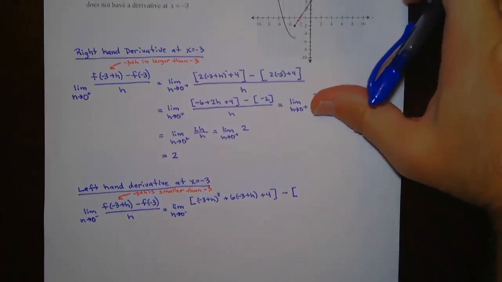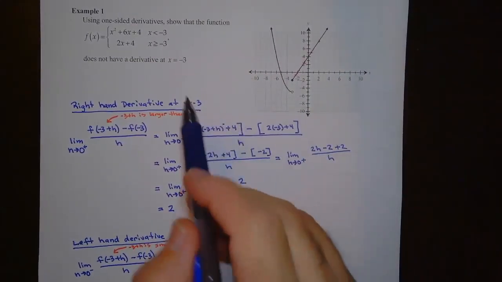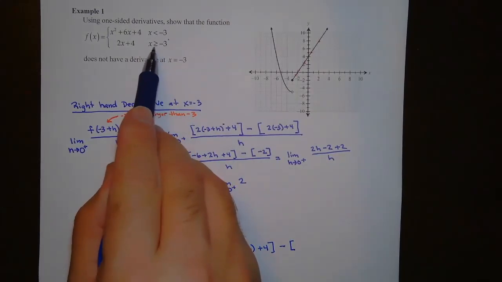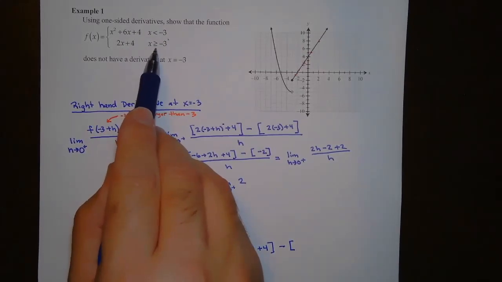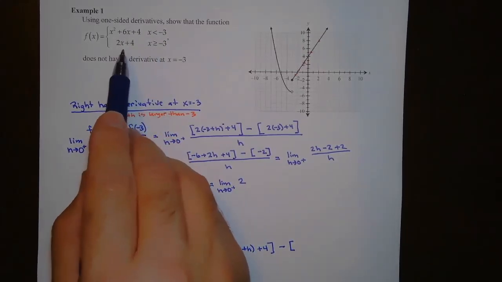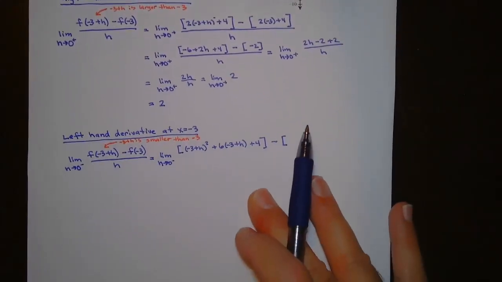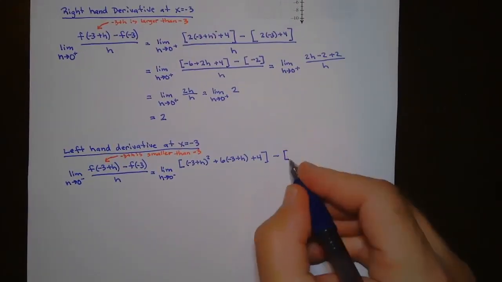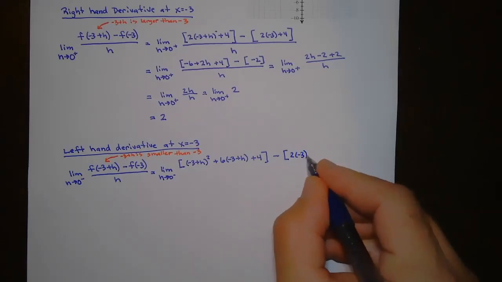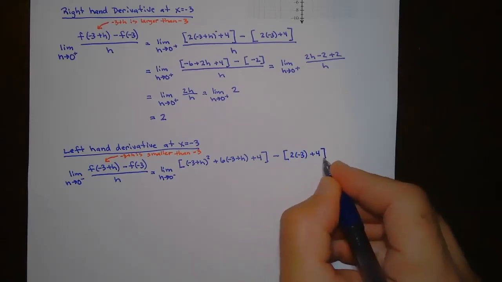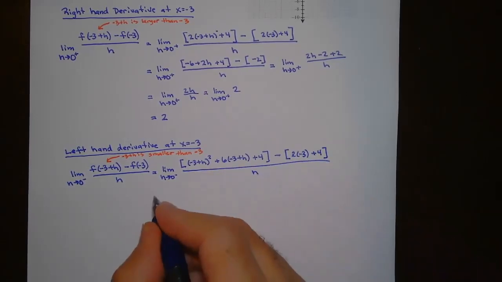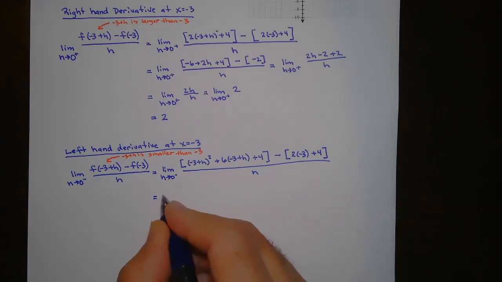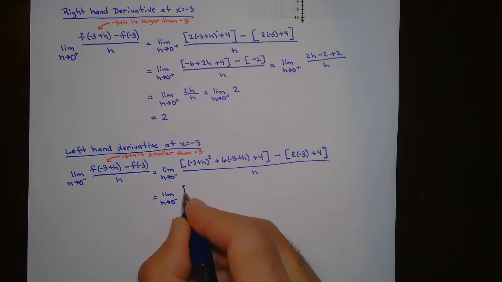Okay, so f of -3 is, slide it down a little bit. This little piece right here says to use 2x plus 4 when x is exactly -3. So we're going to put it into 2x plus 4, into the line. All right, so this would be 2 times -3 plus 4, over h.